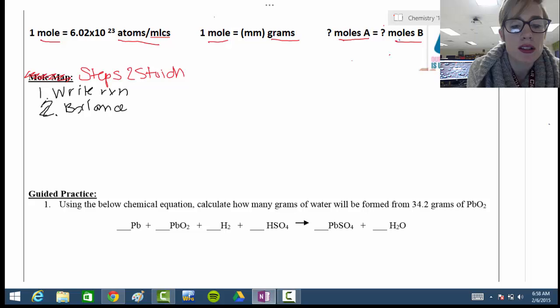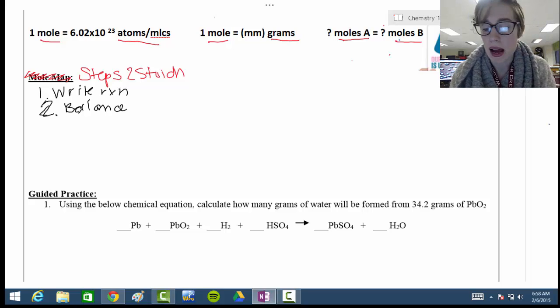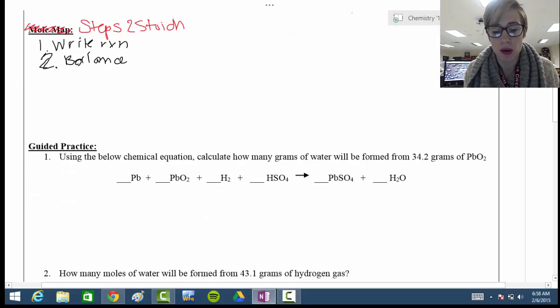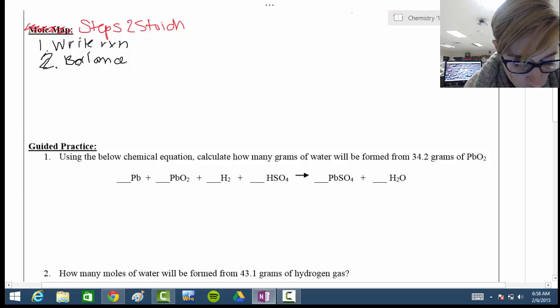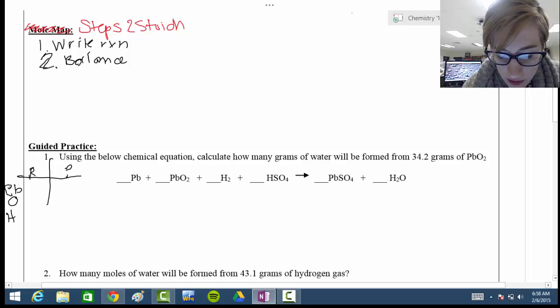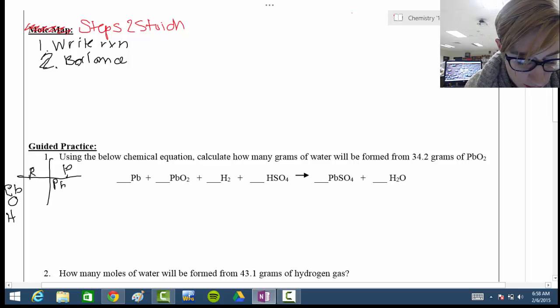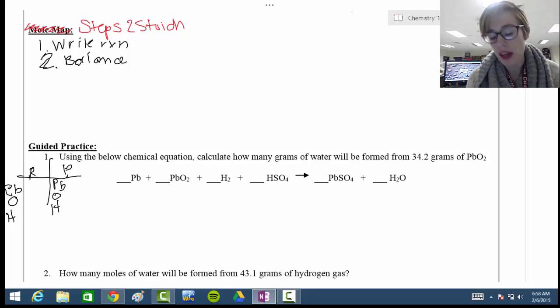Sorry, my handwriting is the worst. We have to balance our reaction, which just means that I have to make sure I have the same number of atoms on both sides. On the reactant side, you can do a little reactants chart and products chart. On my reactant side, I have lead, Pb. I also have oxygen, and then I also have hydrogen. And then I have the same elements on my product side: lead, oxygen, and hydrogen. You'll notice I haven't done anything really with the problem. You don't do anything with the problem until you've already written your reaction and balanced it. So that's why we're doing this first.